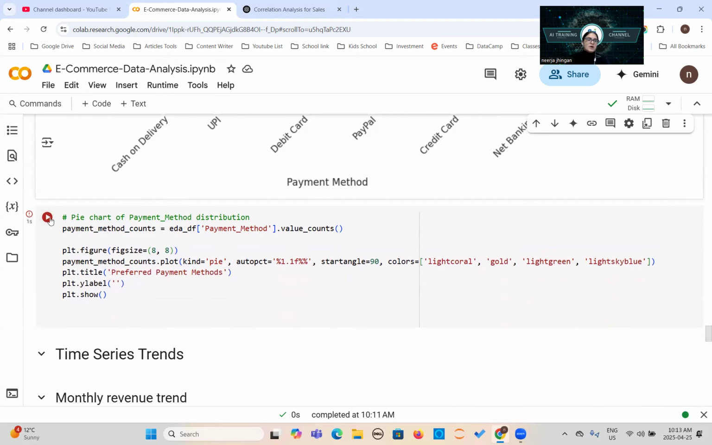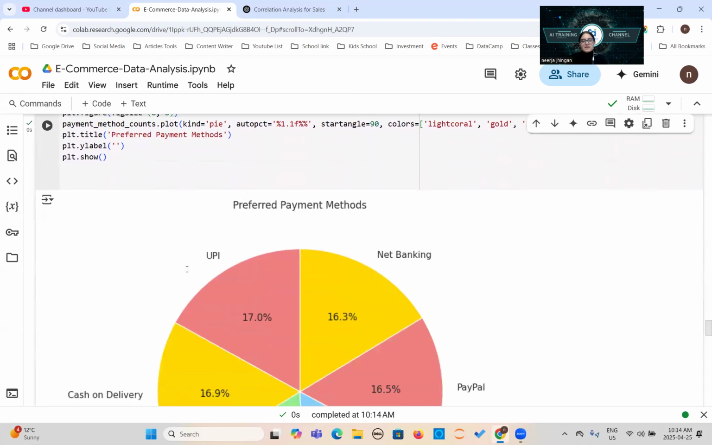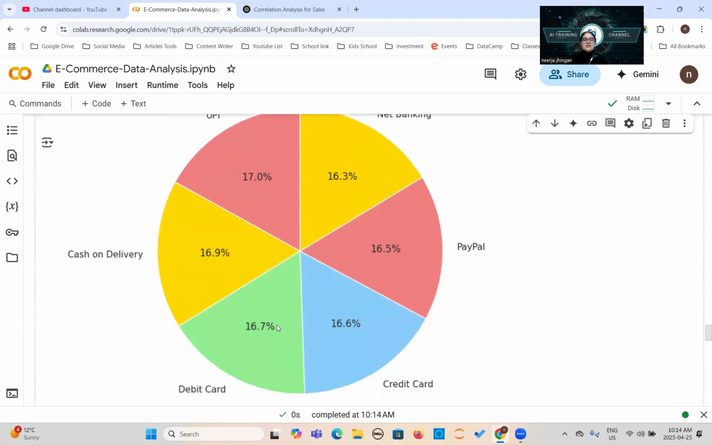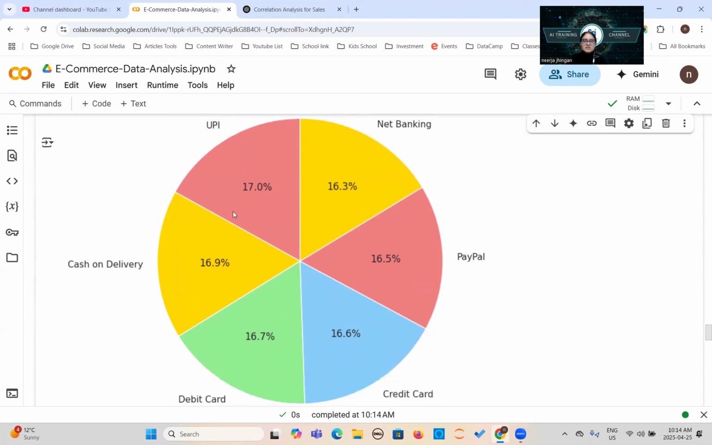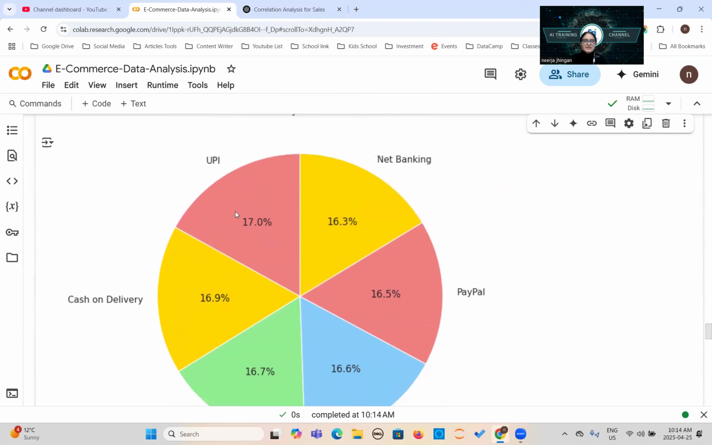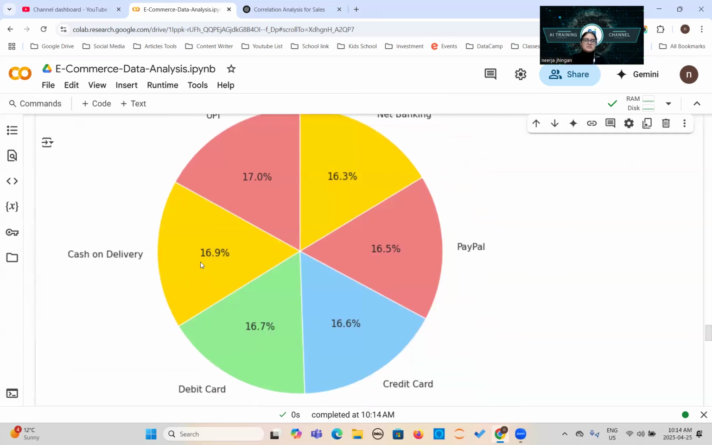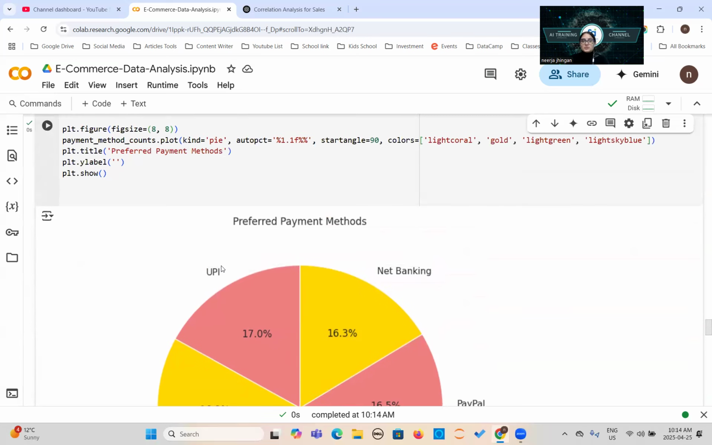Now I wanted to show you the pie chart too, if you are interested in that. This is good for this case, although I don't prefer the pie chart too much if there are multiple categories. But we have only a few categories, so it is showing you the percentage. So it will give you a clearer picture. If you look at this, here it is showing you UPI 17%, 16.9%, 16.9%. Which one is cash on delivery?